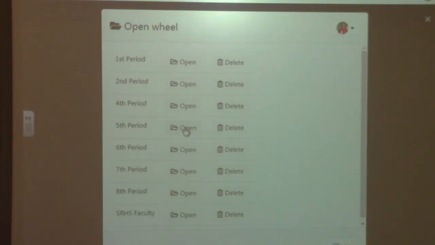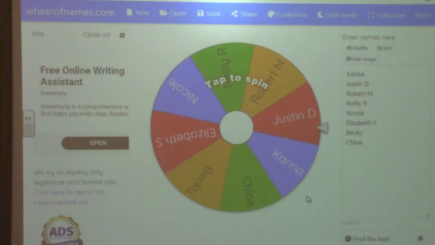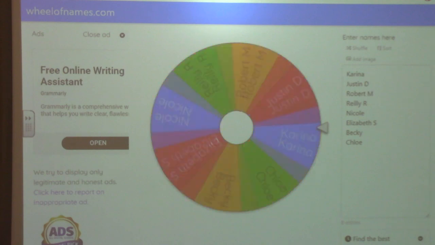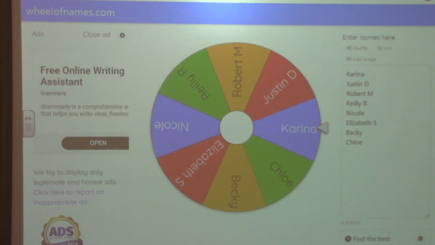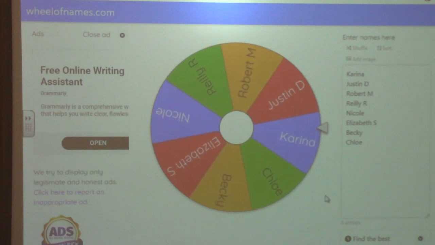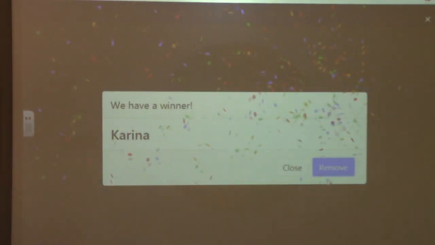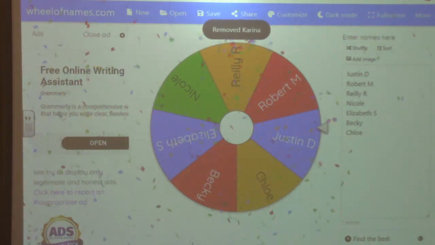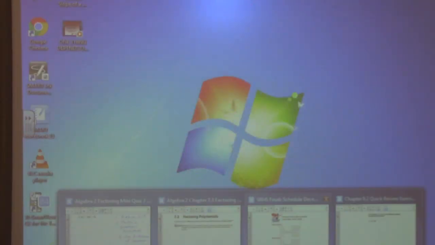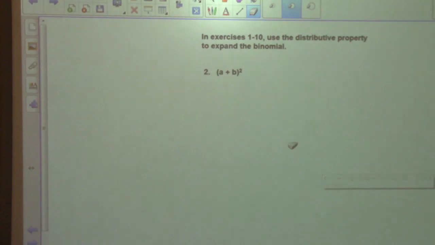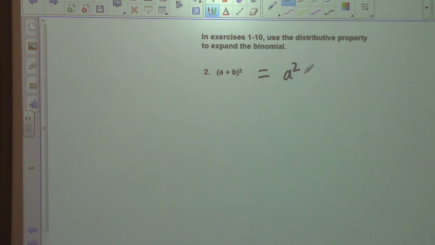There it is. Okay, number 2. I'll just ask you what you got from this. It'll be Karina, all right. All right, Karina, what did you get for problem 2 here? So a squared plus b squared plus 2ab.